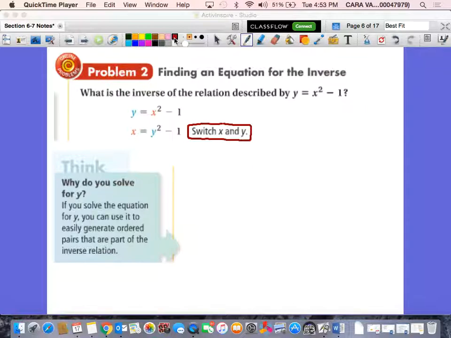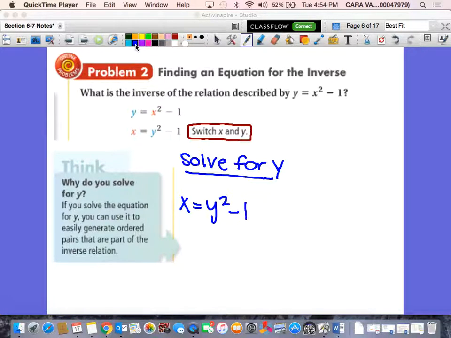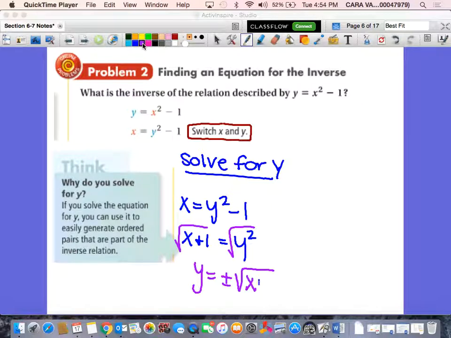So now you should see on the screen you have x equals y squared minus 1. Now this is not enough. Your next step from here is to solve for y. So we're going to take that x equals y squared minus 1 and solve for y. So we need to add the 1. And then to get rid of that squared, we take the square root of both sides. Now, you know that when you put in the radical, you have to have plus or minus. And you now have your inverse equation. So anytime you're going to solve for the inverse, switch the x and the y, solve for y.